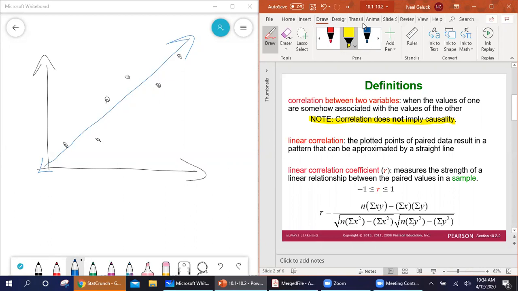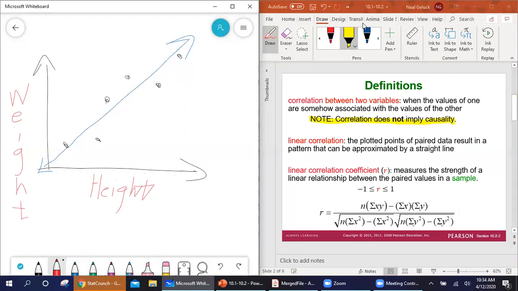So if I had height here and weight here, if it's true that as height goes up, weight goes up, hence a positive correlation, that doesn't necessarily mean that being taller makes you heavier or being heavier makes you taller. So we cannot assume causality. That's when you'd have to perform some sort of experiment to justify causality.